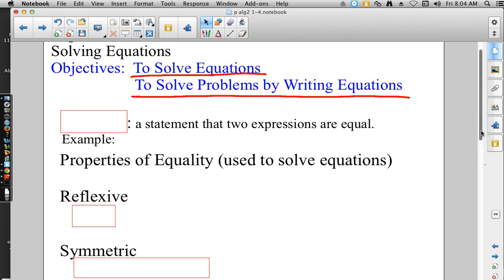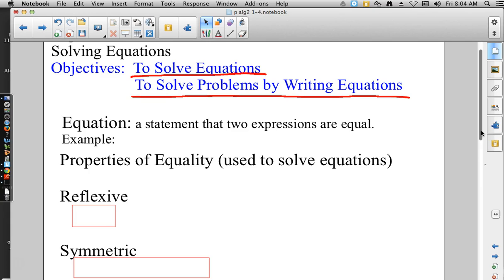So a blank is a statement that two expressions are equal. I actually talked about this in one of the other videos. When we have equals, that's an equation. Again, think root words. A lot of the words that we use in mathematics, and we learn this in geometry. If you just look at the root word, you know what it is that we're talking about.